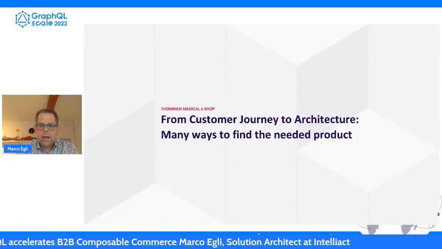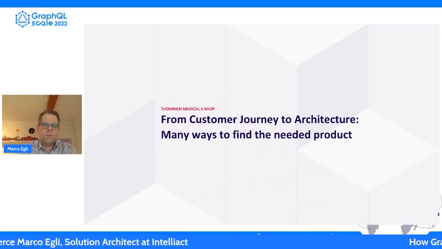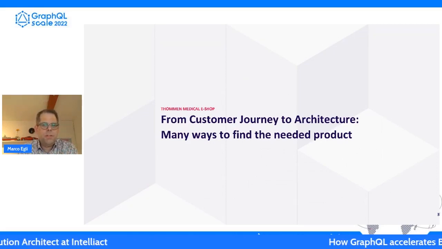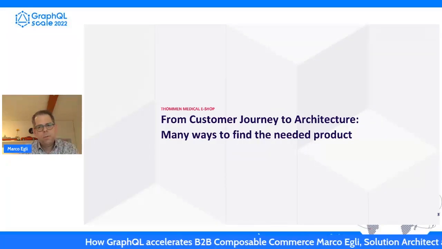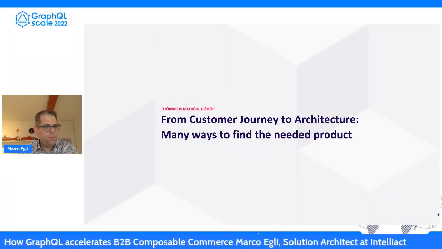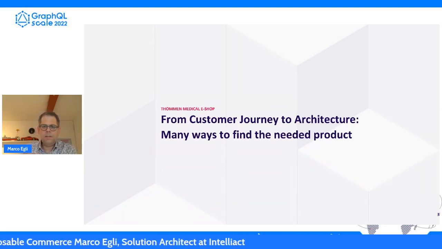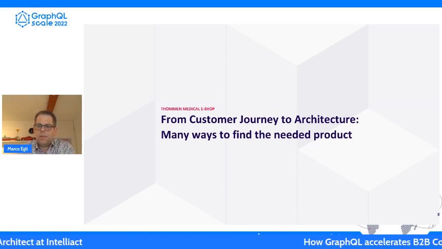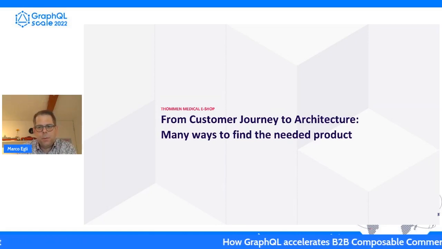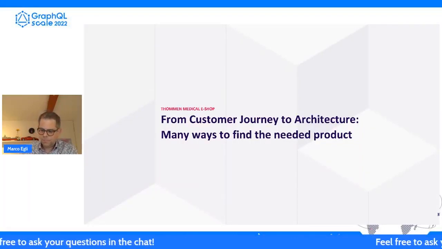Our approach, in a few words, is always that we start with the customer journey and then proceed to architecture. One key requirement in the shop of Tom Medical was that there are many ways to find the needed product. Needed products in this case are implants, instruments, implant analogs, abutments for temporary restoration, and so on.